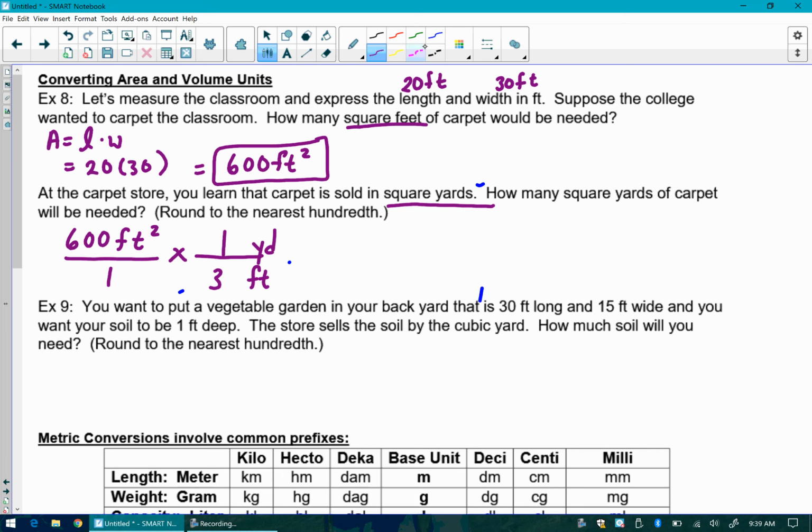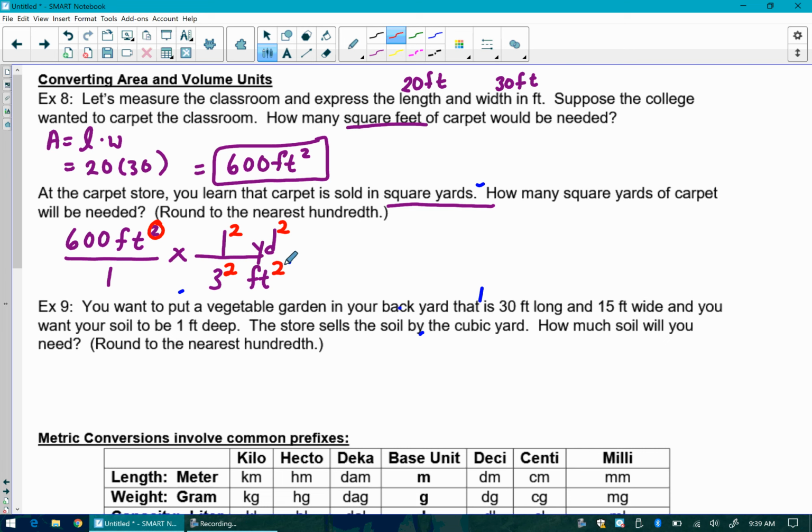Here's what we cannot ignore, though, at this point. This is square units. So if that is square, then that means these units have to be squared. Anytime these units are raised to a power, what that means then is that the conversion factors that you pull off your conversion sheet have to be raised to that same power. So that means this is 3 squared and 1 squared.